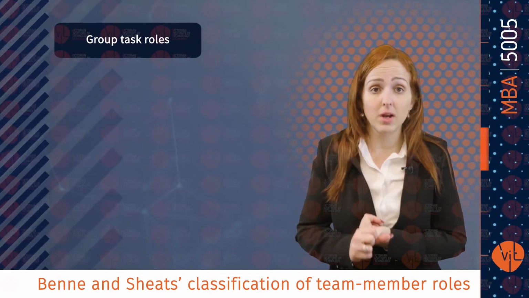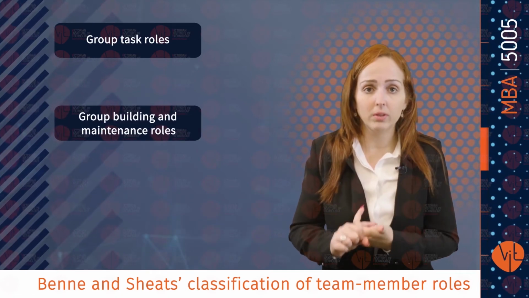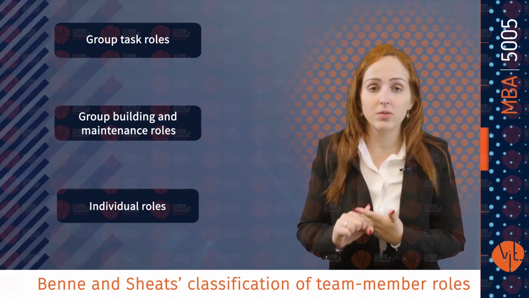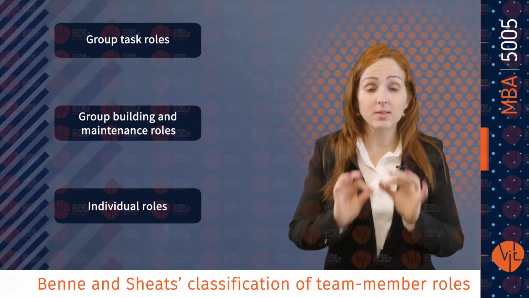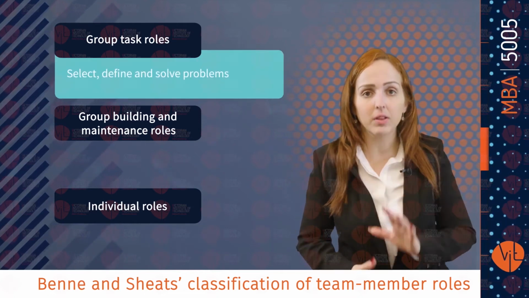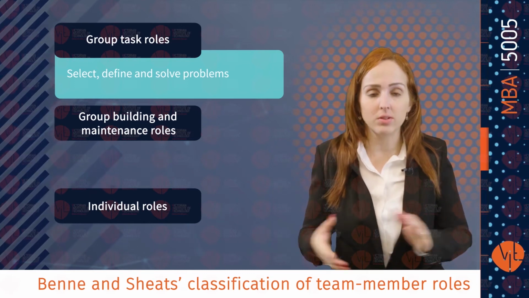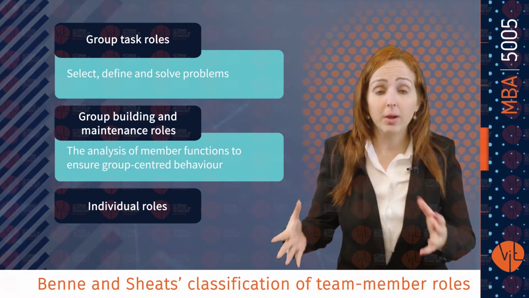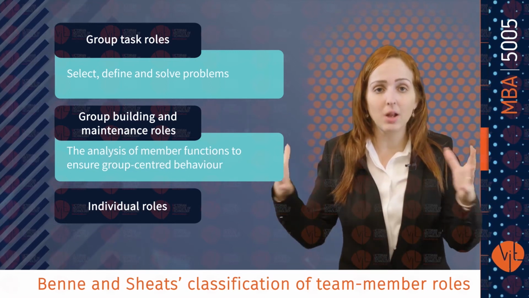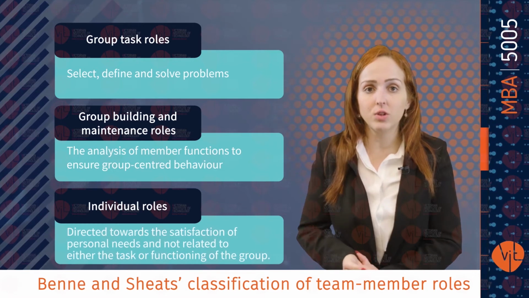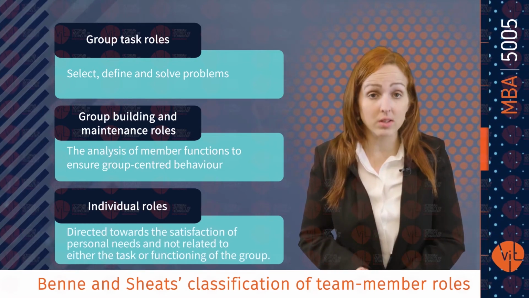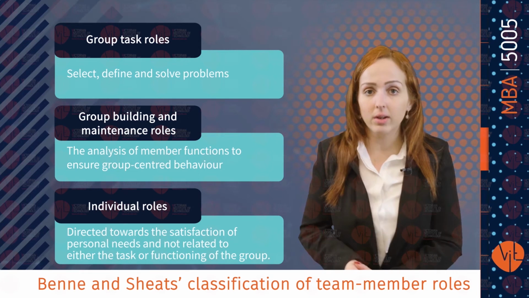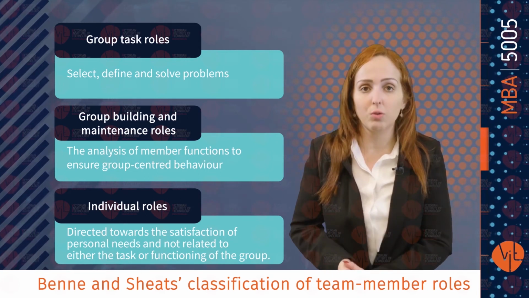So then we move on to Benne and Sheats' classification of team member roles. So there's 1, the group task roles, 2, group building and maintenance roles, and 3, individual roles. First one, it's about selecting and clearly defining and having the ability to solve issues, which is a must. The second one, the analysis of member functions to ensure the ability of the group to have group-centred behaviour. The third one, individual roles, directed towards the satisfaction of personal needs and not related either to the task or functioning of the group themselves.